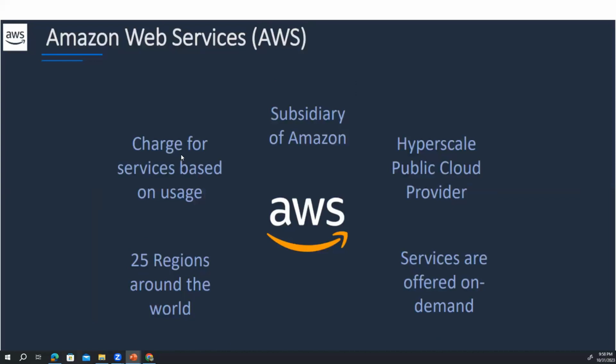AWS is right now in 25 regions around the world. It is a subsidiary of Amazon, as I have told you, and services are offered on demand. I hope everybody has understood the purpose of on-demand services. You need it when you want it. When you don't need it, you release it. That's the reason we say services are offered on demand. And it is metered billing, just like when you pay for your electricity and water, you pay for what you use. That's why charges for the services are based on usage. This is Amazon Web Services.